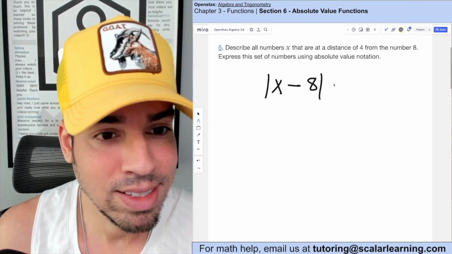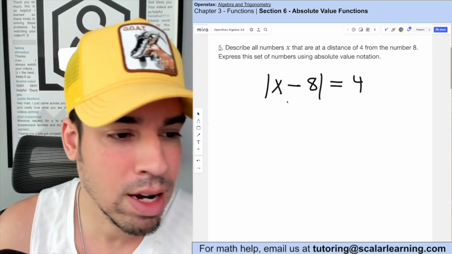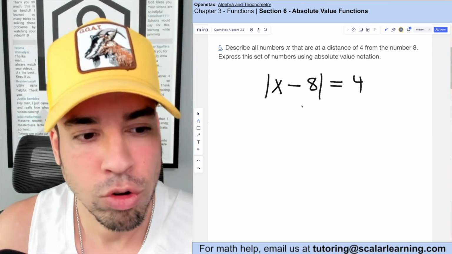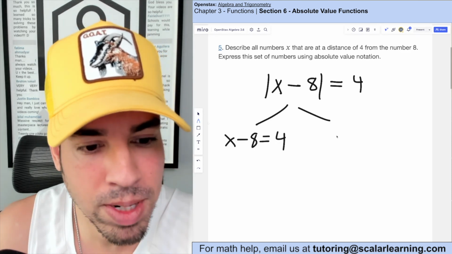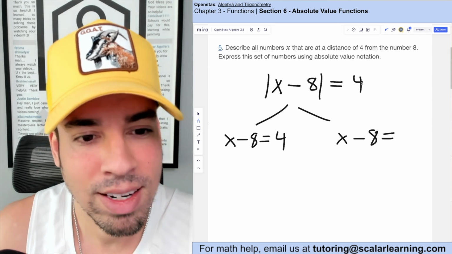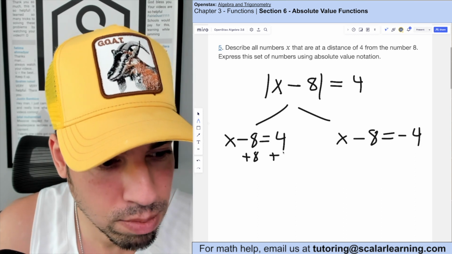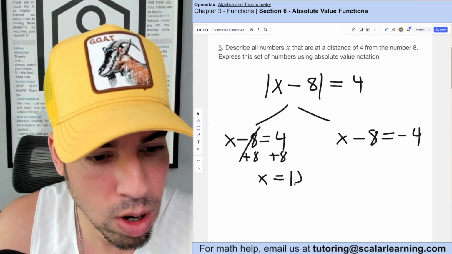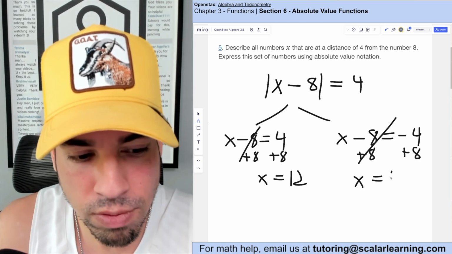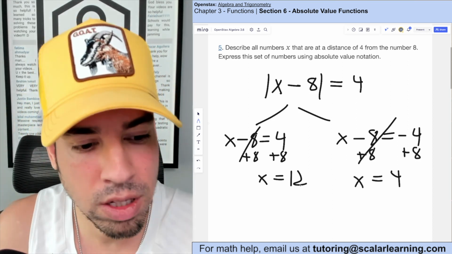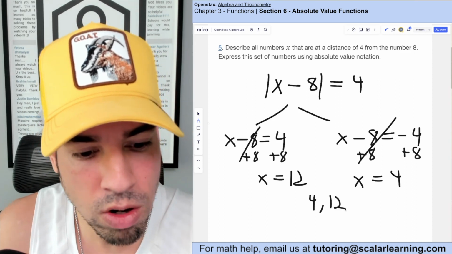We're saying we want this distance to equal exactly 4. So I'm going to set this equal to 4, and now I have an absolute value equation that I can solve. Check this out. We're going to split it first. First I'm going to have x minus 8 equals +4. Then I'm going to have x minus 8 equals -4. We keep this the same, but then we negate that answer. And then we're going to isolate by adding 8. Boom. We got x equals 12. And then I'm going to add 8 here, and we've got x equals 4. And so these are the two numbers that are 4 away from 8. It's 4 and 12. Boom.